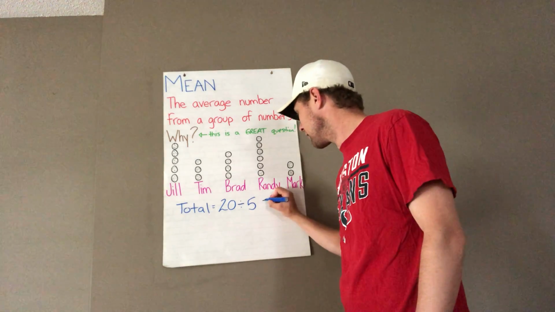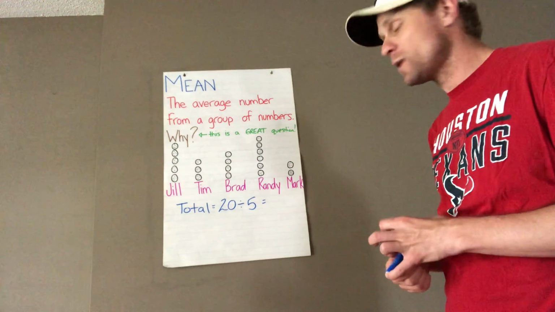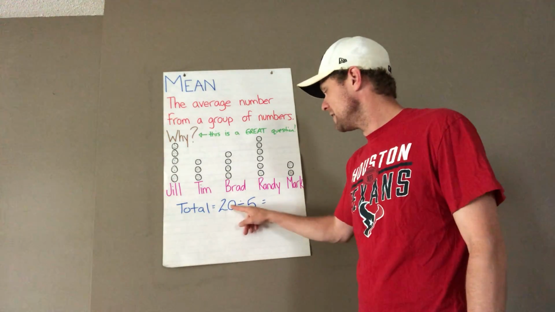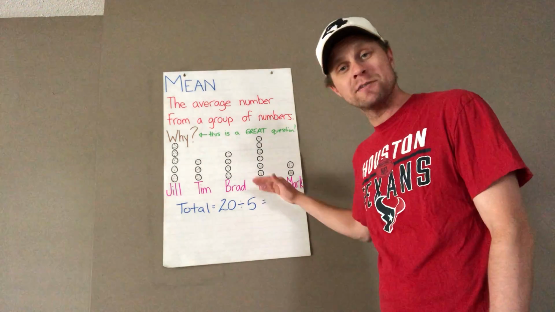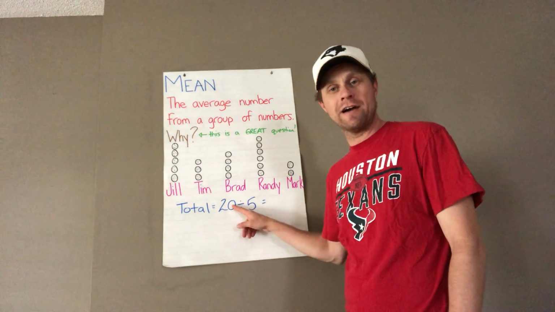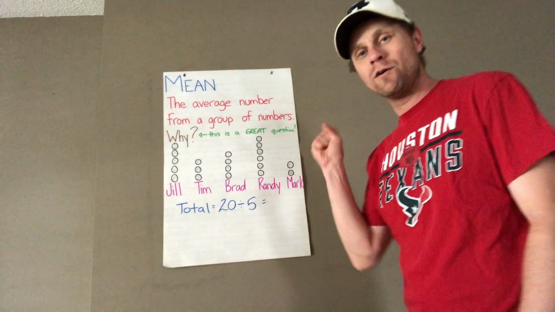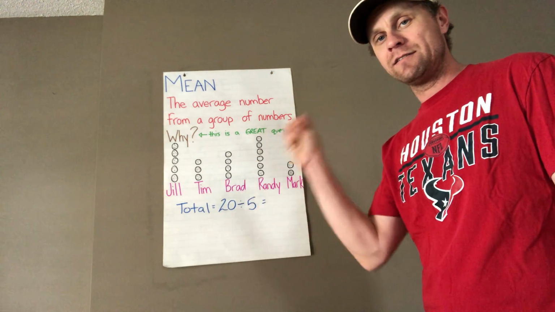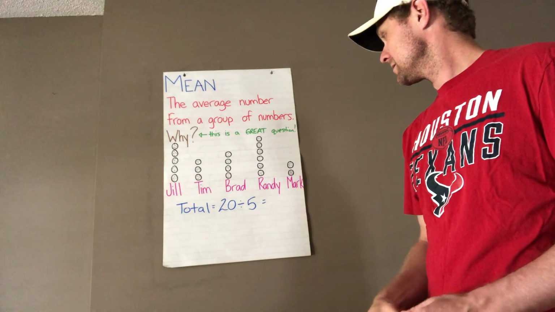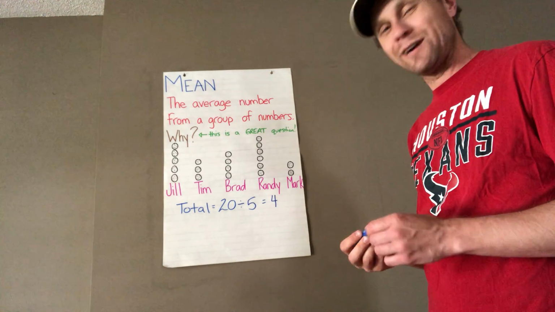So now we need to figure out how many groups of 5 are in 20. That's division, right? How many times does 5 fit into 20? What times 5 equals 20? Skip count by 5 until you get to 20, but count how many 5s you use as you're going along. 5, 10, 15, 20. So we have 4.